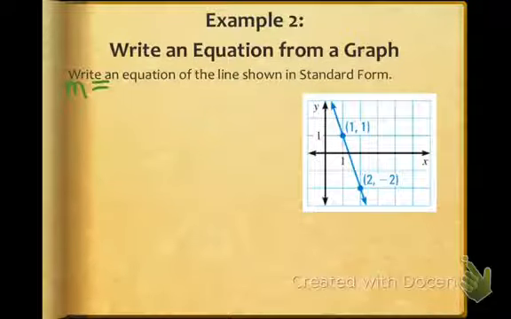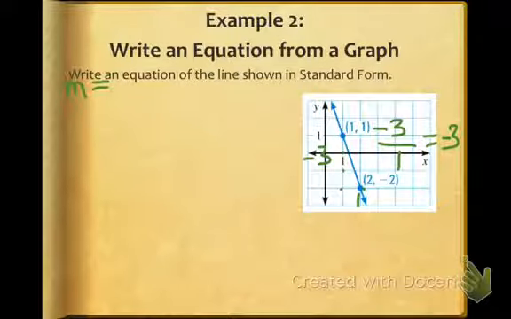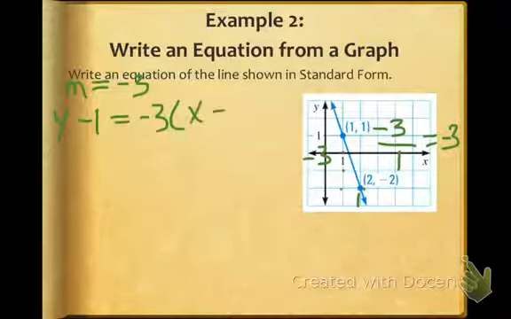Well, I'm just going to count. I go down 1, 2, 3 to the right 1, so that's negative 3 over positive 1. Negative 3 divided by 1 is negative 3, so my slope is negative 3. And I'm going to use that first point. So y minus 1 equals negative 3 times x minus 1. And now, to put it in standard form, I want to end up getting x and y on the same side of the equal sign.